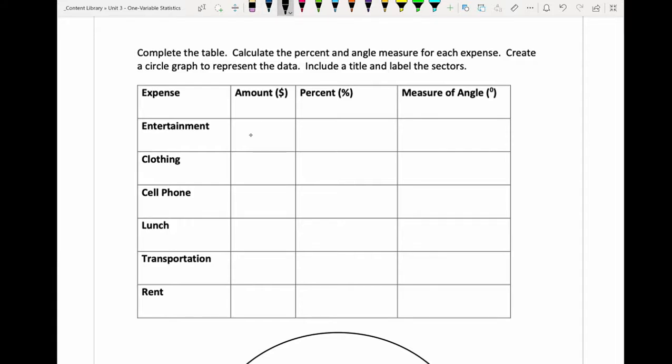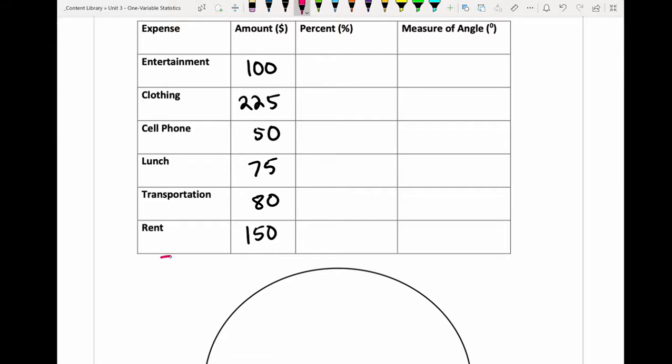So for entertainment, again, just going back to that chart from above, there's 100. Clothing was 225, cell phone was 50, lunch was 75, transportation was 80, and rent was 150. We are going to need to keep track of totals. So the total amount of money spent is 680, because that's going to help us with the percent.